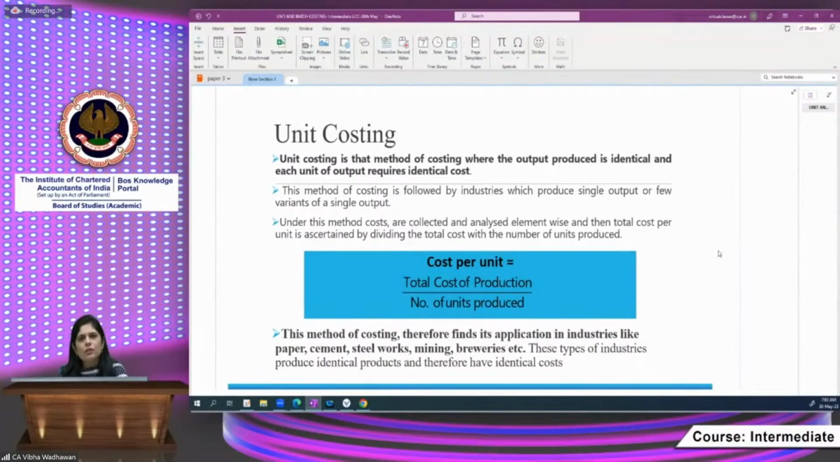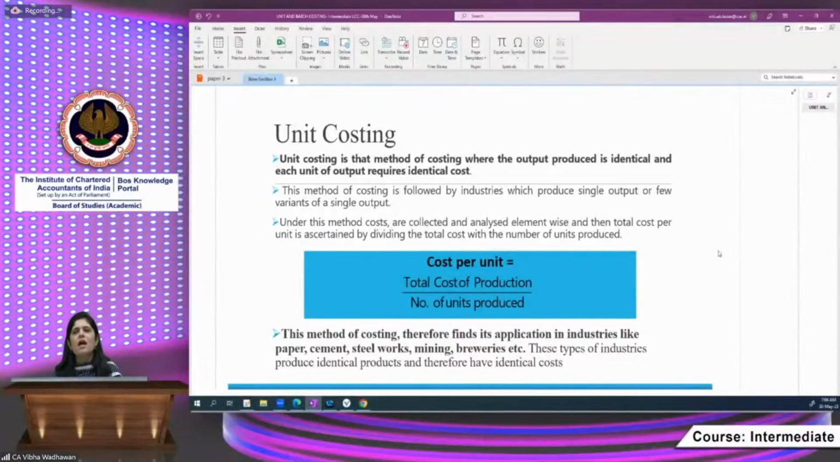Then we calculate the total cost per unit, and how is it calculated? Total cost of production divided by total number of units produced. So total cost divided by total units of production gives you cost per unit. And this cost per unit will be applicable for all the products, whatever the repetitive production. A single product, but all the units of that product. This method of costing therefore finds its application in industries like paper, cement, steel works, etc. So all the units of a product will be identical.